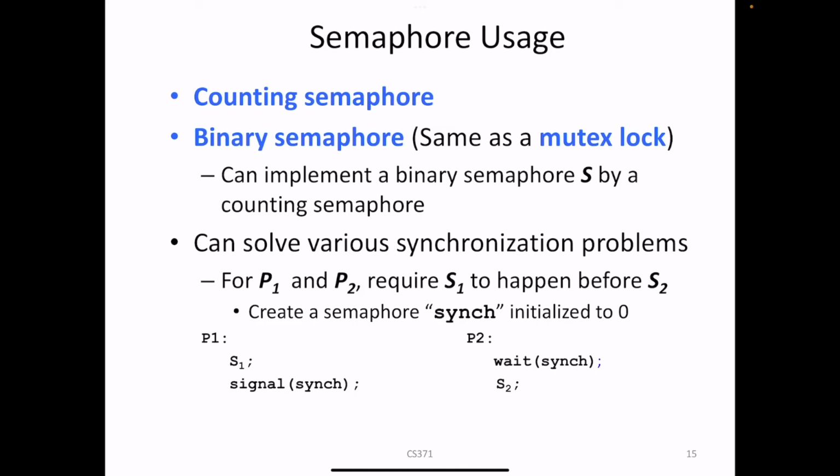Then let's consider another situation. We put P2 onto the CPU first. Then P2 calls the wait function first. Since SYNCH is 0, the condition of the while loop is satisfied. So P2 will be stuck at the while loop until P2 is interrupted by P1. Then P1 is put onto the CPU, executes S1 and calls the signal operation, which increases SYNCH to 1.